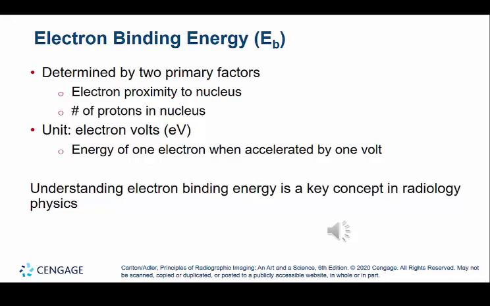Electron binding energy is determined by two factors: the electron proximity to the nucleus and the number of protons in the nucleus, or the Z number. The unit is electron volts, or eV. This is the energy of one electron when accelerated by 1 volt. Understanding electron binding energy is a key concept in radiology physics.